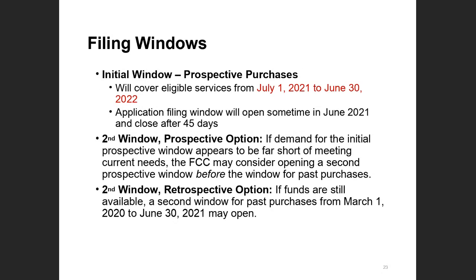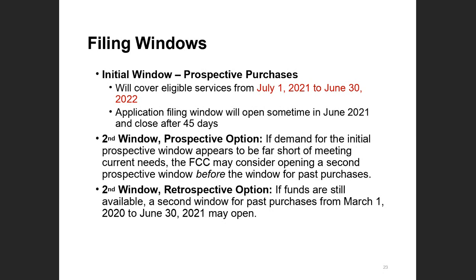So for the filing windows, we are going to start off with an initial window for prospective or upcoming purchases. So this filing window will be for purchases that will be made between July 1st of 2021 and June 30th of 2022. The application is supposed to open sometime next month. We're guessing mid to late June, and then the window will remain open for 45 days. So that's a bit faster than we're used to with E-rate, but given that you don't have to go through the formal bidding process, probably not too bad.